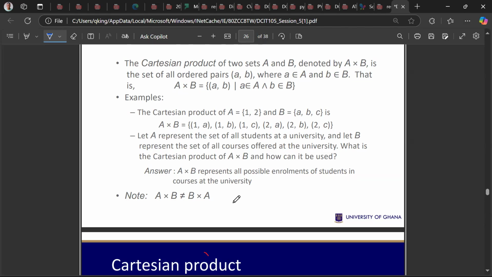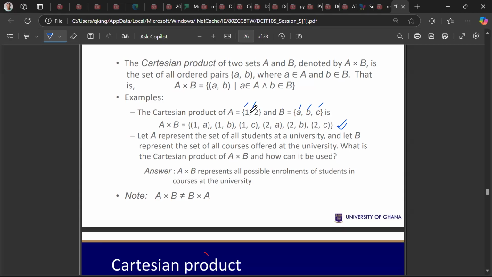Forming an ordered pair. And so let's look at this example that we have here. We have the set A, which has elements 1 and then 2, and then the set B, which has elements a, b, c. And so just as I was saying, we are to pair each element of A with each element of set B, so that we can form an ordered pair.